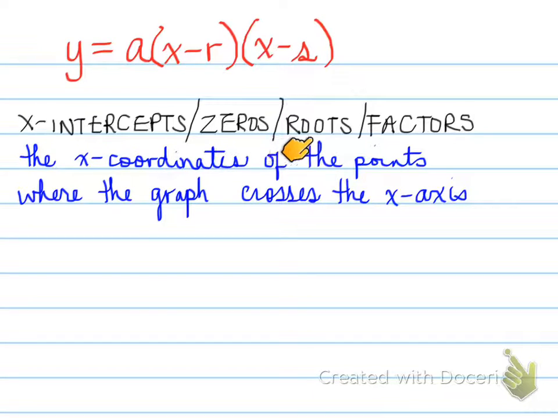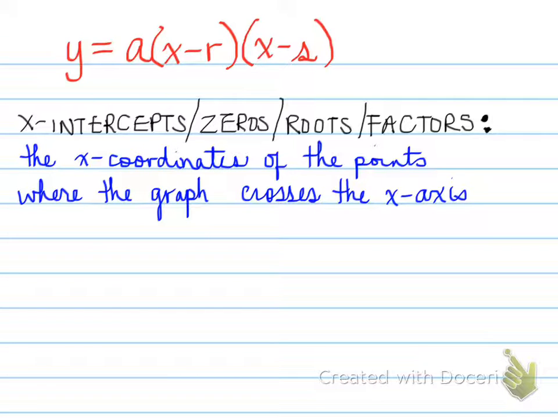Roots starts with R and ends with S. So you have the R and the S here. You notice that intercepts has the R and a S. Zeros has an R and a S. Factors has an R and a S. So ideally here, the R and S represents the roots.